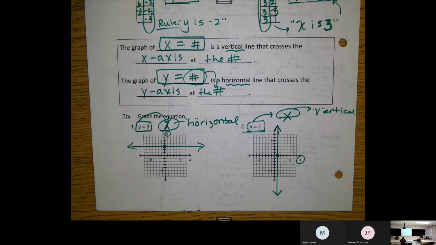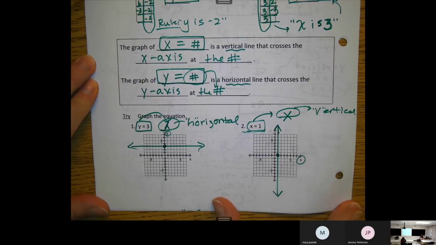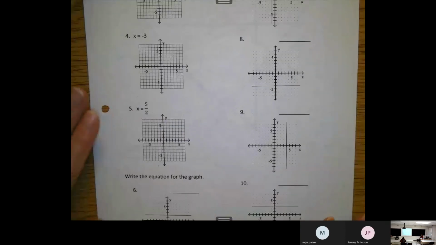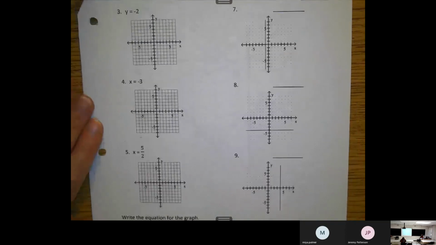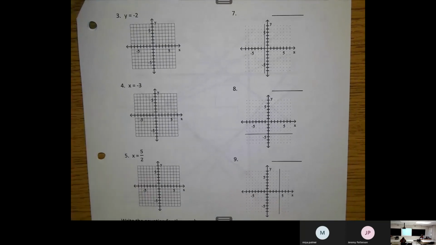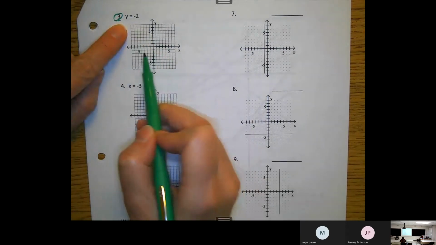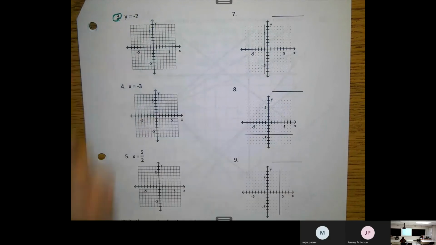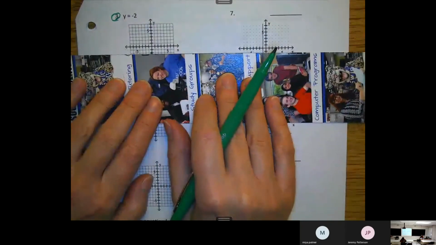Anybody need a little help getting started or catching up with us there? Could I use a lot of help on this next page? Would you let me know about number 3? Did you go with horizontal or vertical? Horizontal. So straight across, going to hit the y-axis at -2. Sounds good.